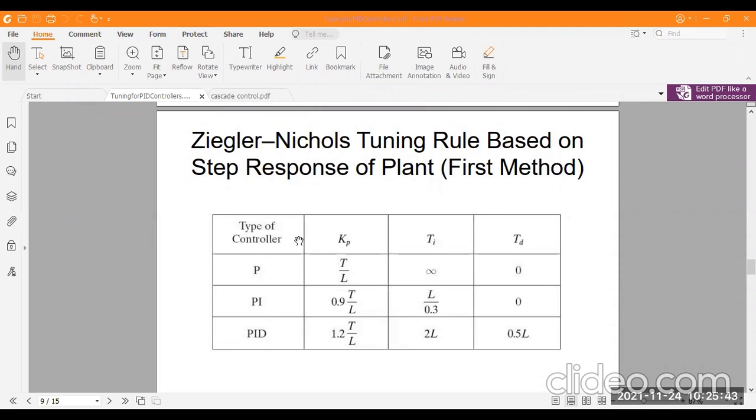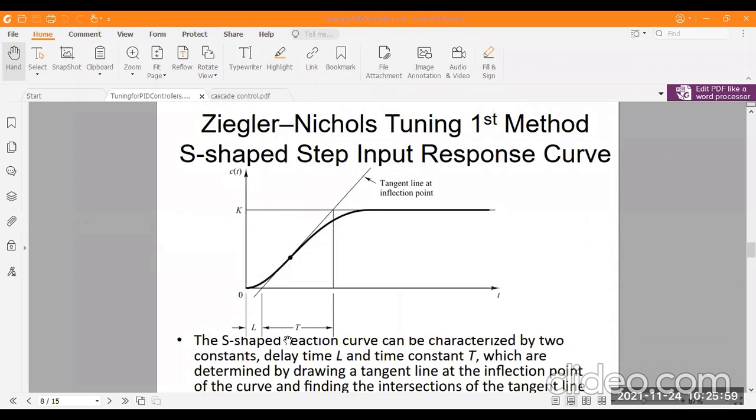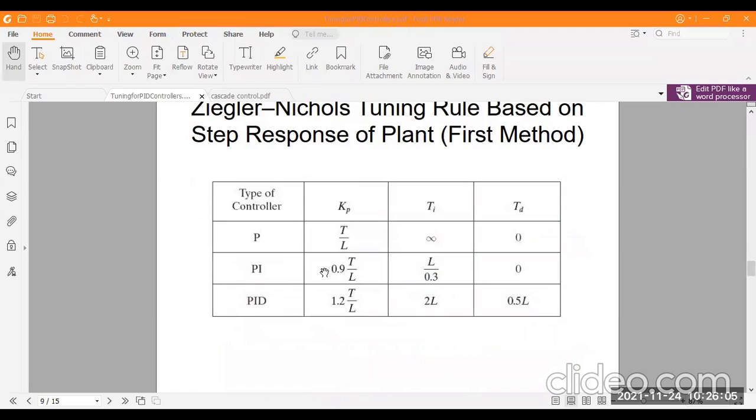So when we use only the proportional controller part, the P controller, it has the value Kp equal to T by L. What is T and what is L? I mentioned it in the last slide also. T is the time constant, and L is the delay time. Its value is always T by L. But when you use only the proportional controller part, the integral has no value, that means 0 or not mentioned here.